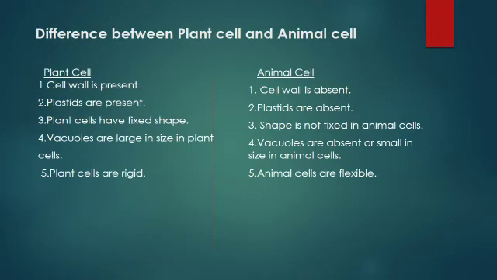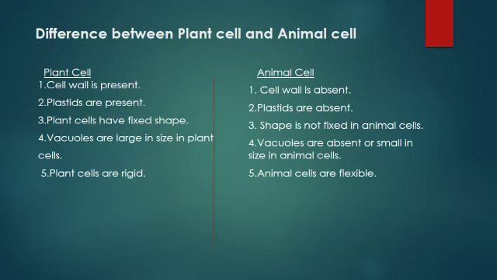Now difference between plant cell and animal cell. Now you have studied about the animal cell and plant cell. Now you can identify the differences between the two types of cell. Number 1 difference, cell wall is present in plant cells. In animal cell, cell wall is absent.